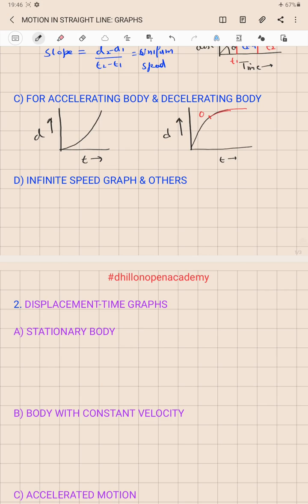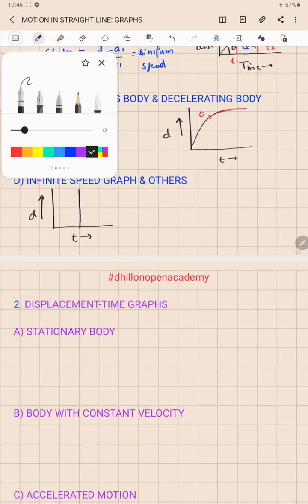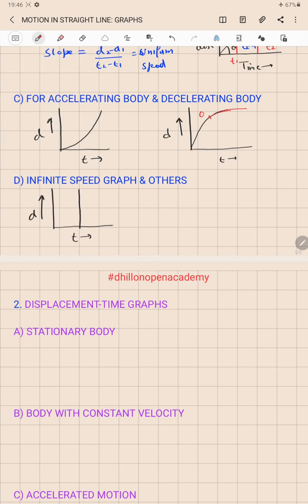Infinite speed graph: if we look at a graph of this type, parallel to the distance axis, this type of graph is not possible. Reason: we can see that at just a particular instant of time, the speed increases by a very huge amount. That means the body covers a huge distance in almost zero time interval, which is equivalent to saying infinite speed of the body. This is not possible.